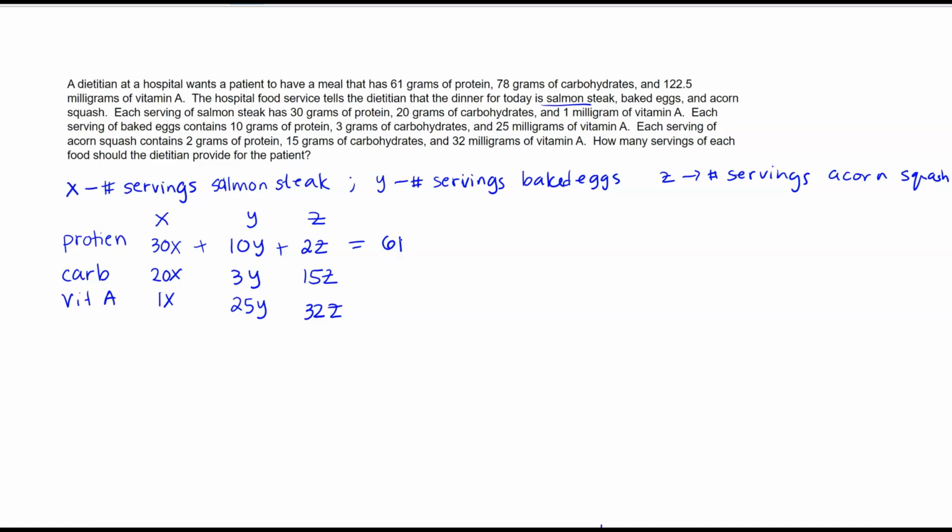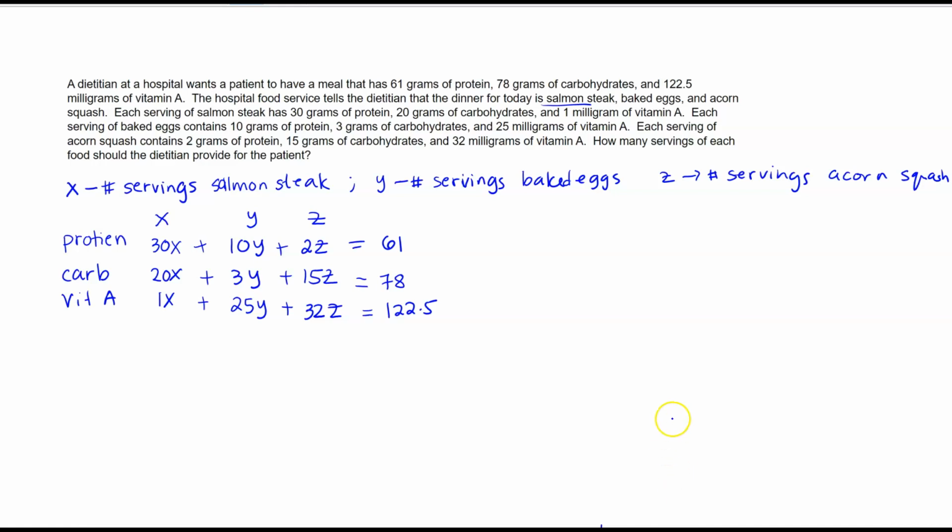For carbohydrates, you add all the carbohydrates, depending on the number of servings of baked eggs, salmon steak, and acorn squash. Each should give you 78 grams of carbohydrates. And for vitamin A, if you add everything, it should give you 122.5 milligrams of vitamin A. So now, this would be the system of equations that we're going to use to solve the problem.